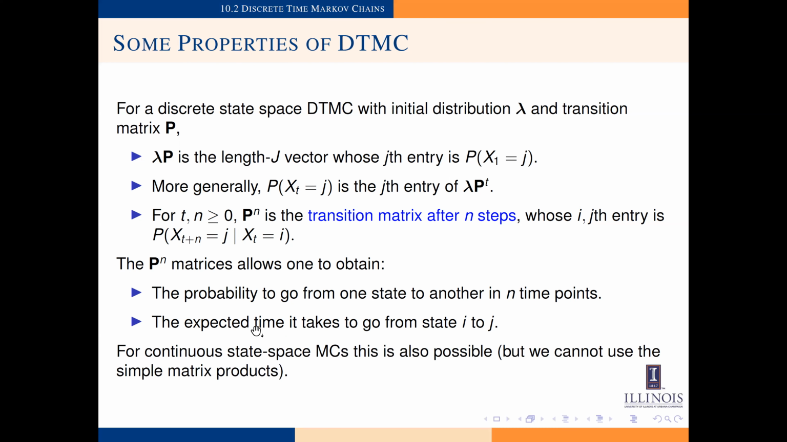For continuous state space Markov chains, we cannot describe everything inside a matrix and use simple matrix product to figure out the transition probabilities. However, we can still figure out what is the conditional density and what is the expected time to go from one value to another.